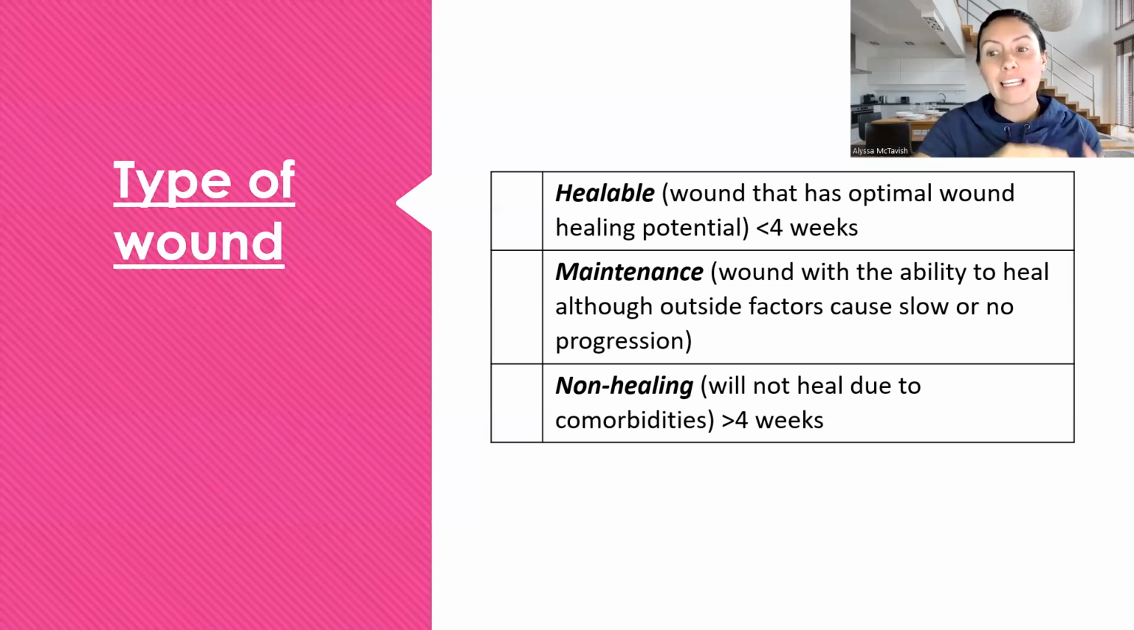Now, a non-healing wound is a wound over 4 weeks old that is not going to heal due to comorbidities. So there are outside factors causing that wound to not heal. Say it's an arterial leg ulcer. They can't be in compression and they can't have surgery, vascular surgery, for whatever reason. So it's a non-healing wound. It's not going to heal.